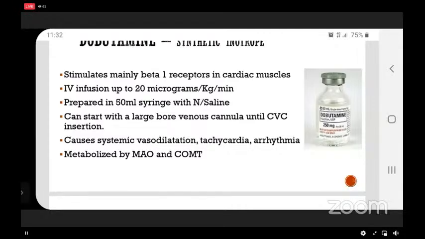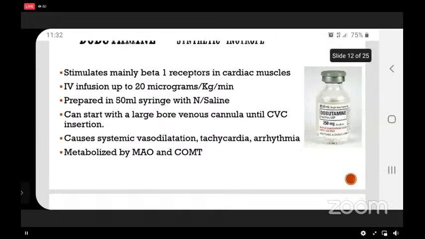But this, as any other medicine, has its own side effects. Systemic vasodilatation, tachycardia, and arrhythmias are some of the side effects of this medicine. It is metabolized by the monoamine oxidase system as well as the catechol-O-methyltransferase system in the body.